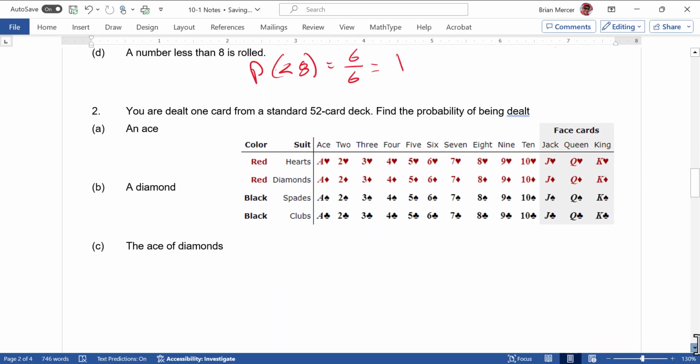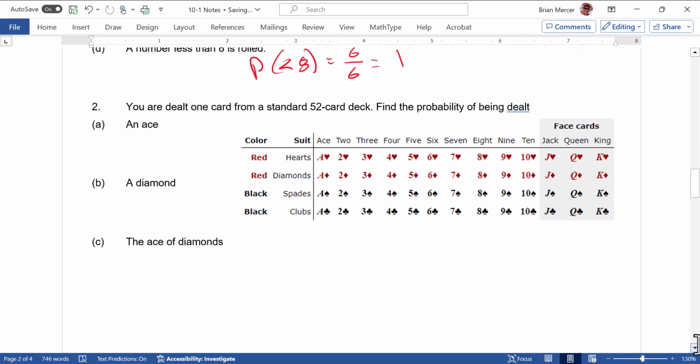Just another example you see often is cards. Cards and dice are popular things to ask probability questions about. If you're dealt 1 card from a standard 52 card deck, find the probability of being dealt an ace. Looking at this handy table, there are 4 aces out of those 52 cards. So P of ace is 4 out of 52. You do these enough, you'll learn what fractions reduce and what don't, but that does reduce to 1 out of 13.